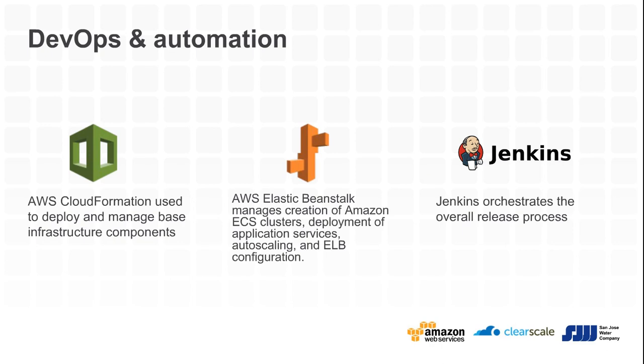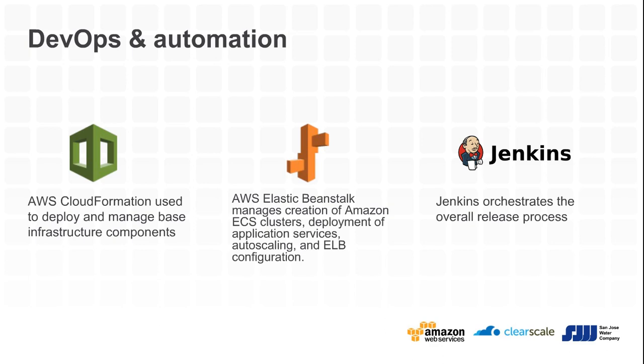Let's talk a little bit about the DevOps and automation portion of this. These are some implementation principles from ClearScale. This is how we generally think about things. Not every project lands into this particular mold, but this is a general guideline. We like to use CloudFormation to deploy and manage the base infrastructure components. By that I mean creating VPCs, creating the subnets, attaching the internet gateway, configuring routing tables, creating security groups, VPN gateways, basic networking infrastructure components like that.